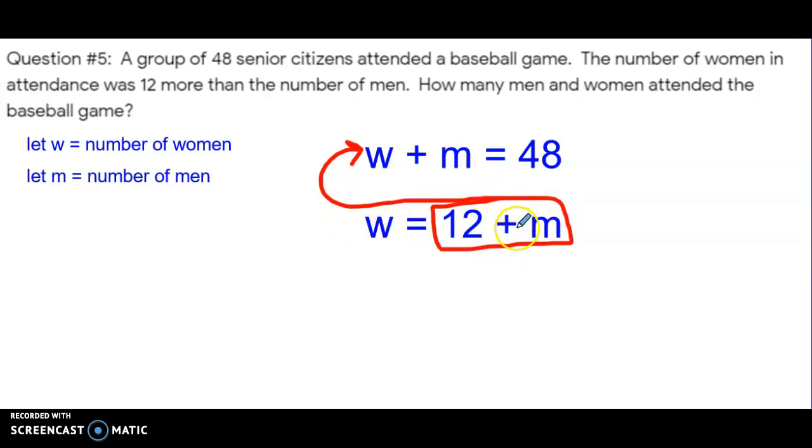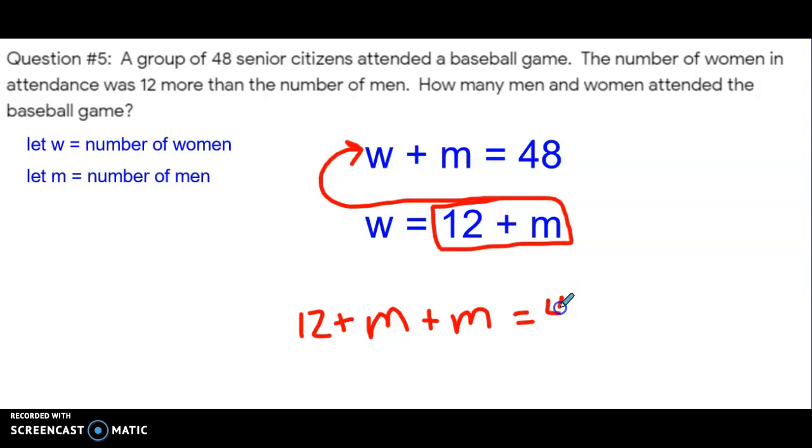So if we take this stuff and we sub it into that top equation, this is what it will look like. It will look like 12 plus M is going to go in for that first location. So I'm taking this equation here. Sometimes we call this the messy equation. Whatever W is, it's getting replaced with 12 plus M. And then the rest of the equation still has to be there. So W plus M equals 48.